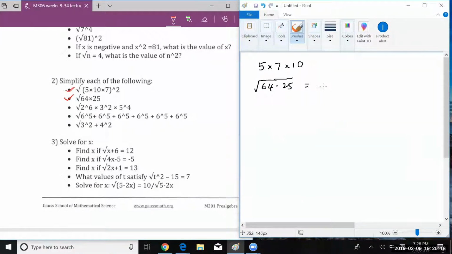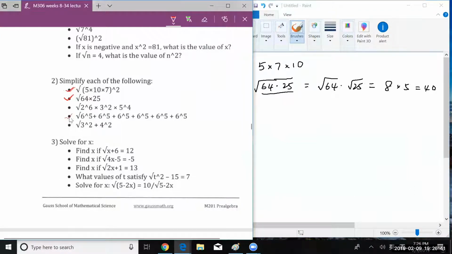So this one, remember the rule? Equals this one times this one. I can separate it, right? I don't need to find the value of 64 multiplied by 25, then take the square root. I can separate it because the square root of 64 is 8, and the square root of 25 is 5, so it's 40. Okay?